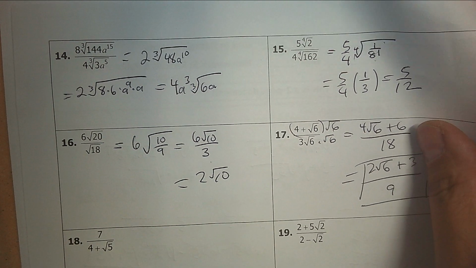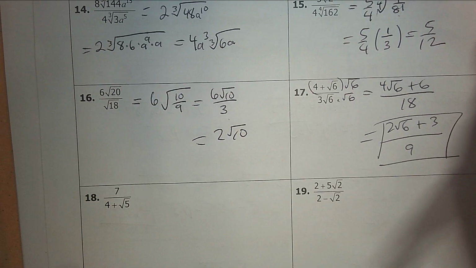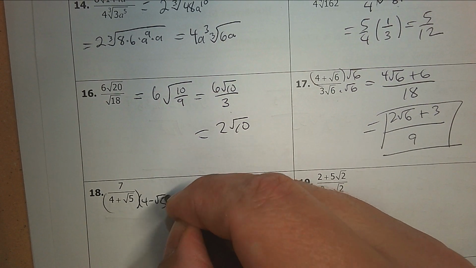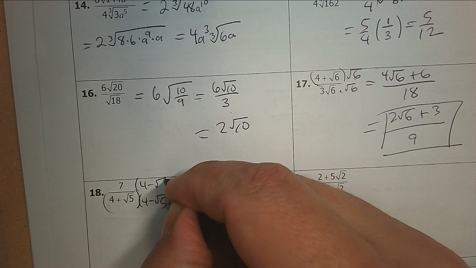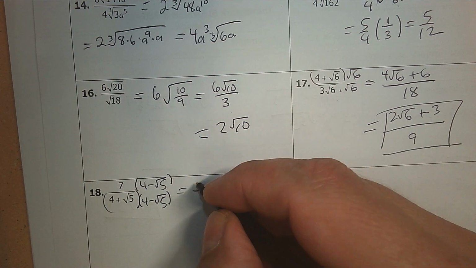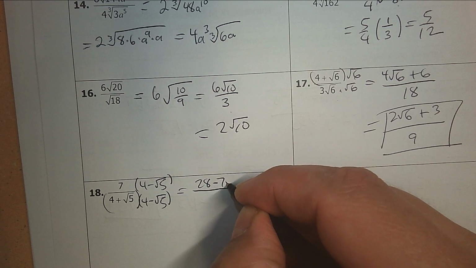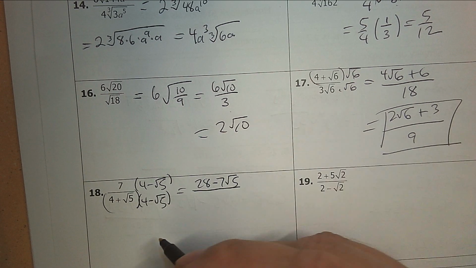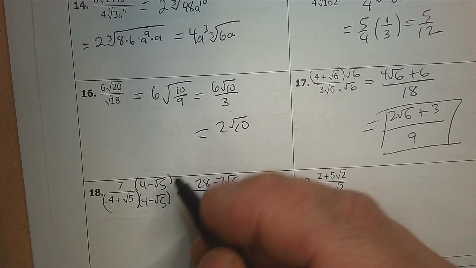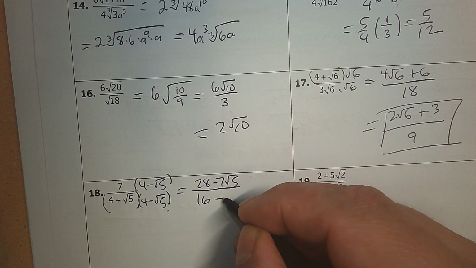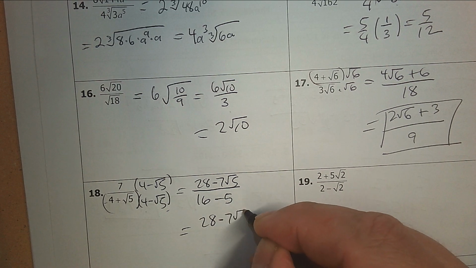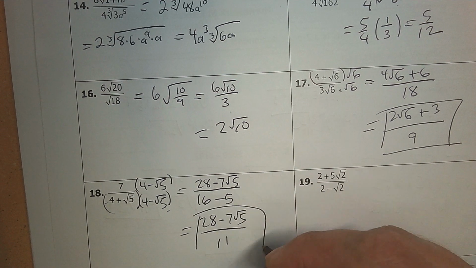Number 18. This needs the conjugate because we have a binomial number in the denominator, so the conjugate's 4 subtract root 5. So the numerator is going to be 28 minus 7 root 5. Make sure you distribute. The denominator is going to be a difference of squares like things. So we just need first times first and last times last, and then simplify it. So we have 28 minus 7 root 5 all over 11.